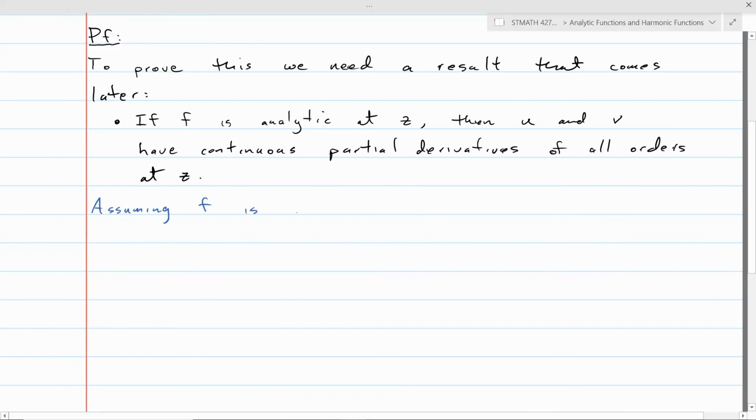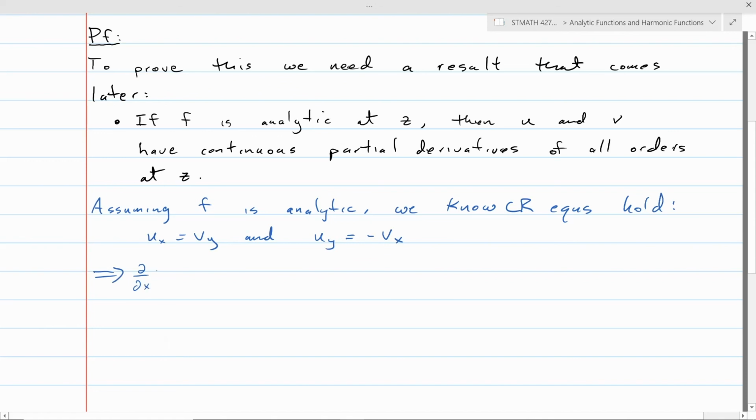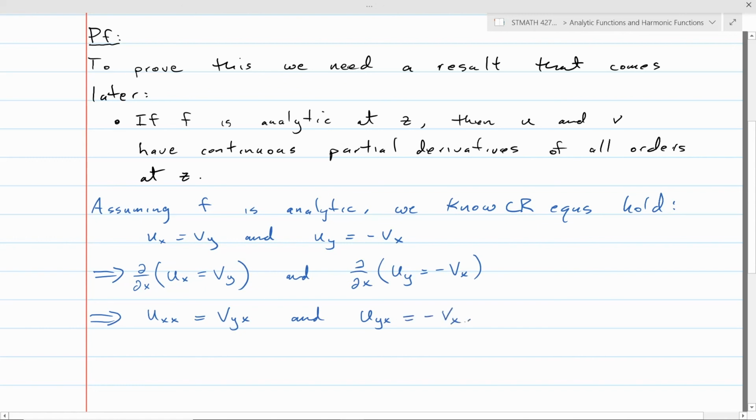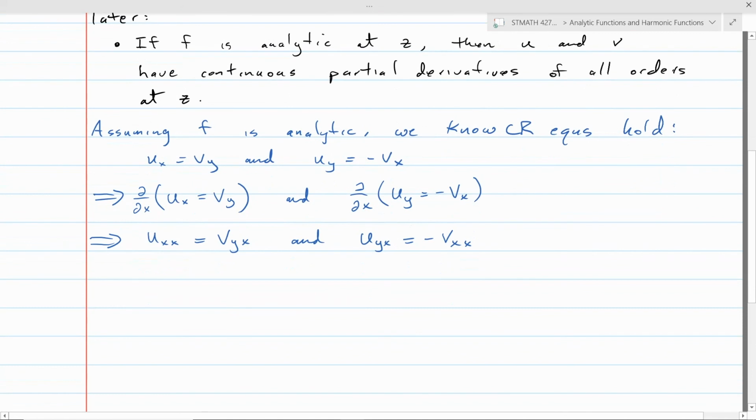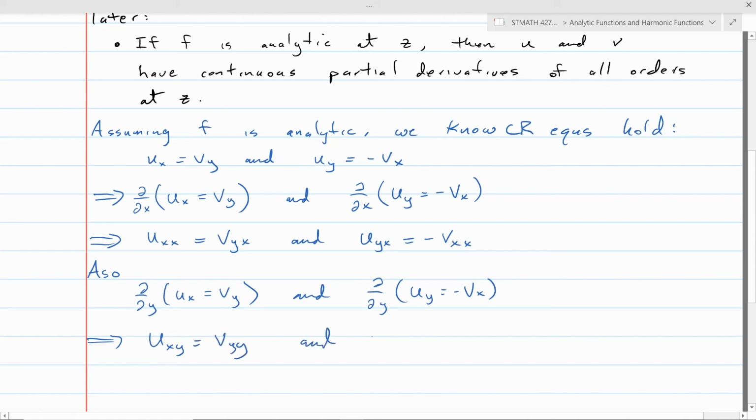Assuming f is analytic, we know the Cauchy-Riemann equations hold. So we have u_x equals v_y and u_y equals negative v_x. If we take partials with respect to x of both of these equations, we still get a true equation. So, abusing notation here, we end up with u_xx equals v_yx and u_yx equals negative v_xx. We can also do the same thing with respect to y. So we get u_xy equals v_yy and u_yy equals negative v_xy.